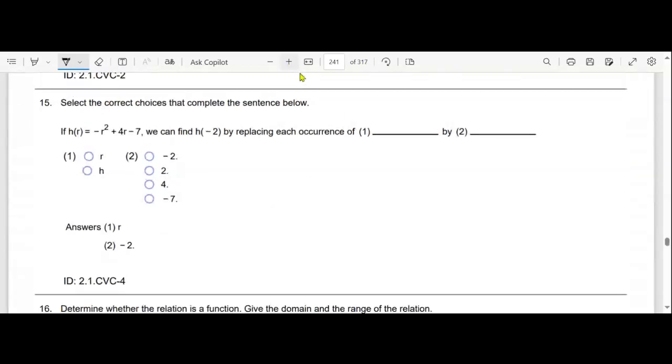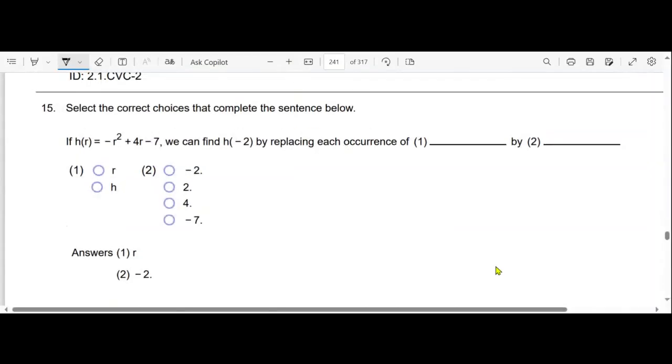H of R equals R plus 4R minus 7, we can find H of minus 2 by replacing each R. So this is R, right? So we replace R by what? So R here. So the answer here is what? R by what number? Minus 2. Minus 2. So the answer here is minus 2. Is this clear? Move on.